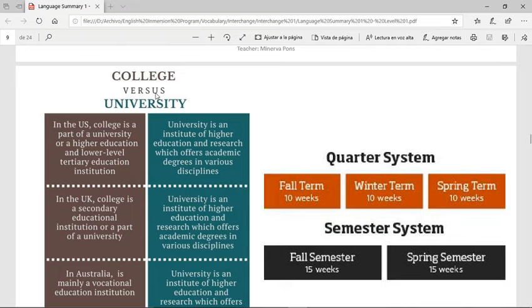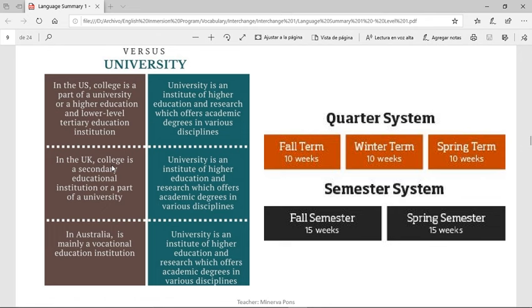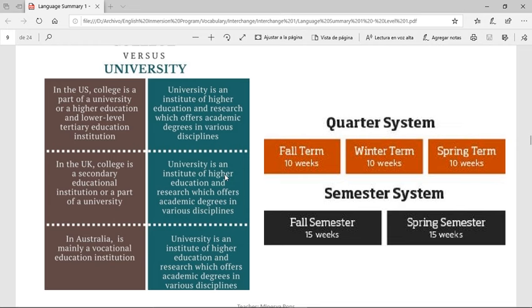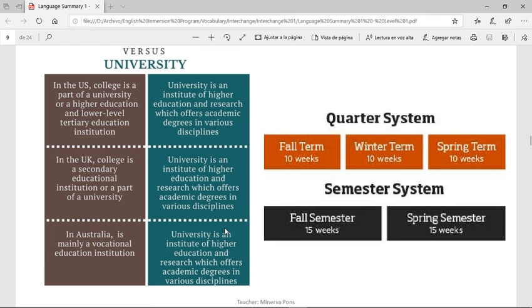We have a difference between college and university. A college is a part of the university or a higher education and lower level tertiary education institution. In the UK, college is a secondary educational institution or a part of a university. And in Australia, it's mainly a vocational education institution. But a university is an institute of higher education and research which offers academic degrees in various disciplines, and it's basically the same for the next one in Australia.